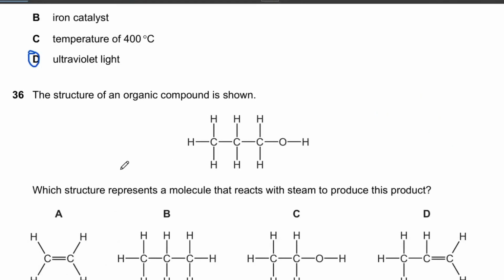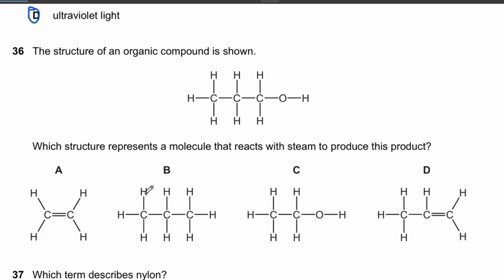Question 36. The structure of an organic compound is shown. This is it. Which structure represents a molecule that reacts with steam to produce this product? So we are looking at which structure forms this that reacts with steam, which is water, to form this. So let's look at the options. Option A is wrong. Why? Because here we have 3 carbons and here we're having 2. So option A is definitely wrong.